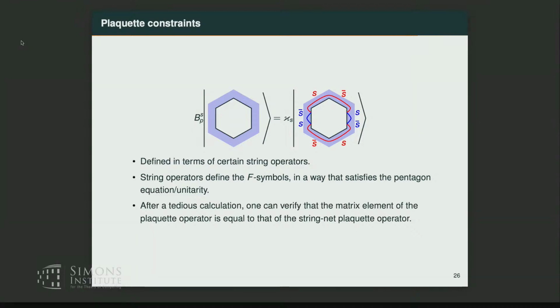Anyway, this slide is mostly just for the experts. So the plaquette constraint, in the end, you can do this. And the key here is that the result is the result of a fairly long calculation. So the fact that we actually get the string net constraint from this somewhat lengthy calculation probably suggests that we're doing something right.